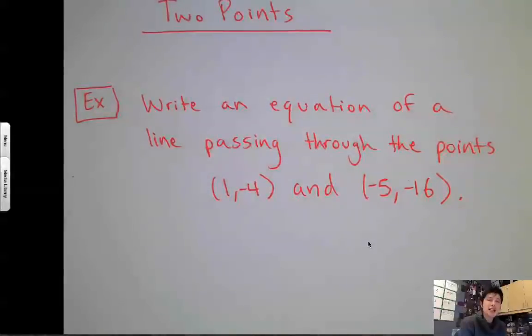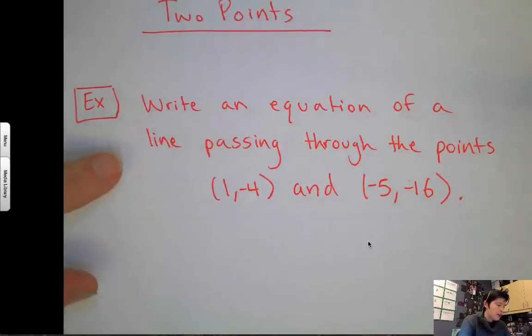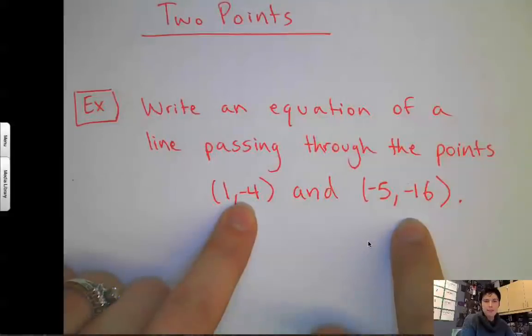Okay, so our last scenario is what if you're given 2 points on the line and nothing else to work with? And these take the most work, so therefore they're the most fun, right? I'll show you what it looks like. So here's an example. Write an equation of a line passing through the points (1, -4) and (-5, -16).